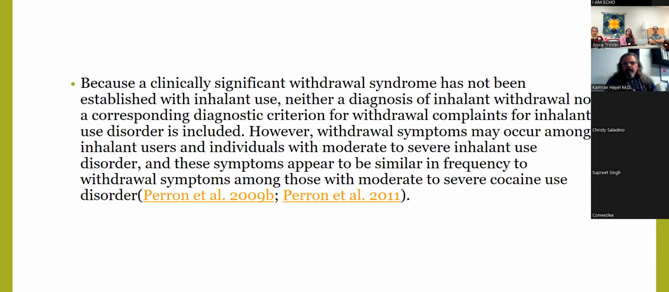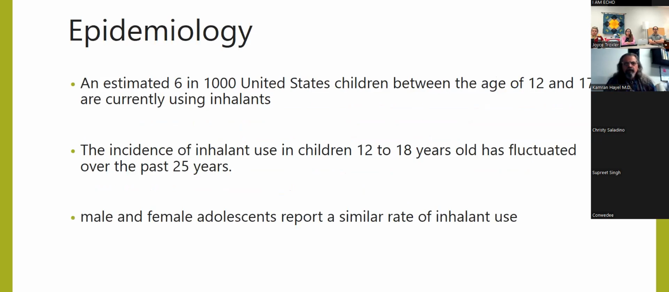Now, DSM-5 does not really recognize inhalant withdrawal as much as it does for the other substances as a disorder. You do have other substances that are listed with substance use and substance withdrawal, but not this one. Some of the research shows that the symptoms of withdrawal from the inhalant are usually similar to moderate to severe cocaine use disorder, but it's not listed in the DSM-5 TR.